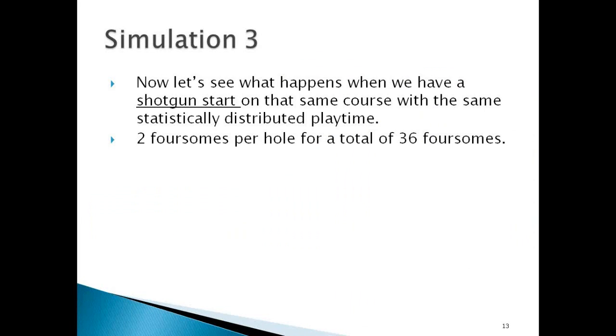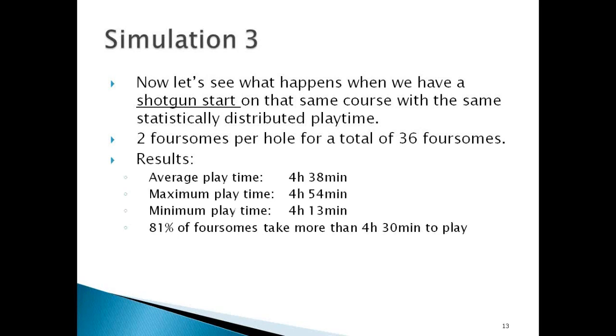So third simulation, we want to see what happens when we have a shotgun start on that same course with the same statistically distributed time. So I'm not changing anything, but I'm doing it as a shotgun start instead of a regular tee time start. So we have 2 foursomes per hole for a total of 36 foursomes. Results: average playtime 4 hours 38, almost 5 hours maximum, and 4:13 for the minimum.